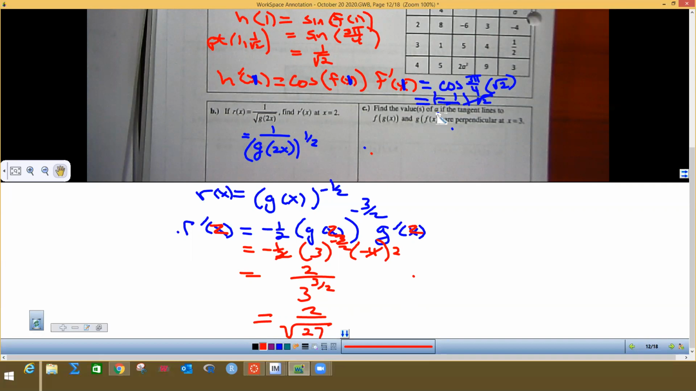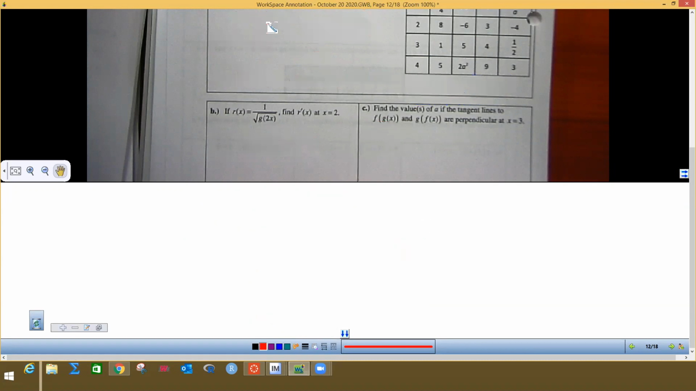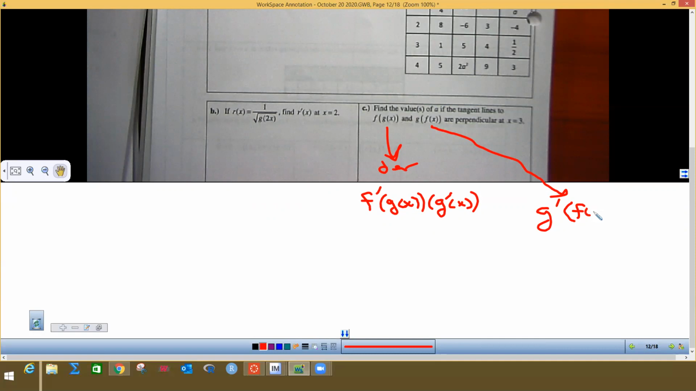So let's find the slope of both these. Find the value. Okay, so we want to find the slope of this. What's the word for slope in this class? Derivative. So I'm going to find the derivative of this. So when I find the derivative of this, you start on the outside part, leave the inside the same, times the derivative of the inside part. So that's the derivative of this one. The derivative of that one is going to be the same. Derivative of the outside part, leave the inside part the same, times the derivative of the inside part.